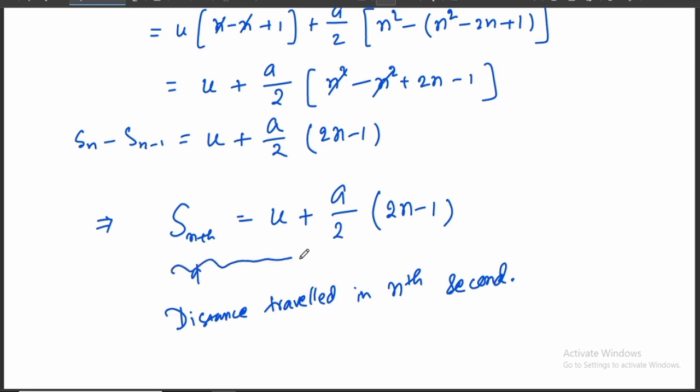So we get the fourth equation of motion, that is Snth equals u plus a by 2 times (2n minus 1), where Snth is the distance traveled in nth second, that is Sn minus Sn minus 1.